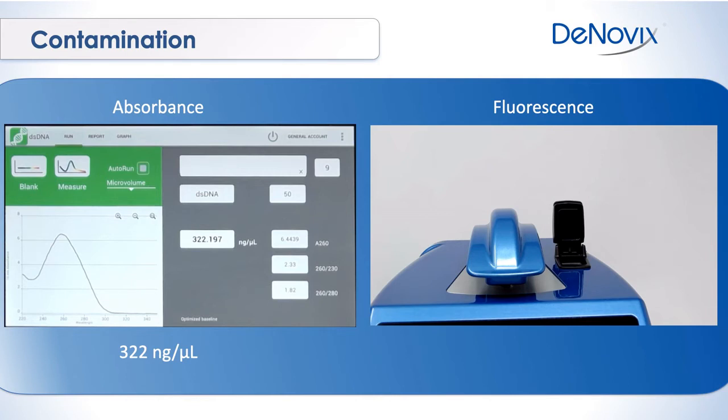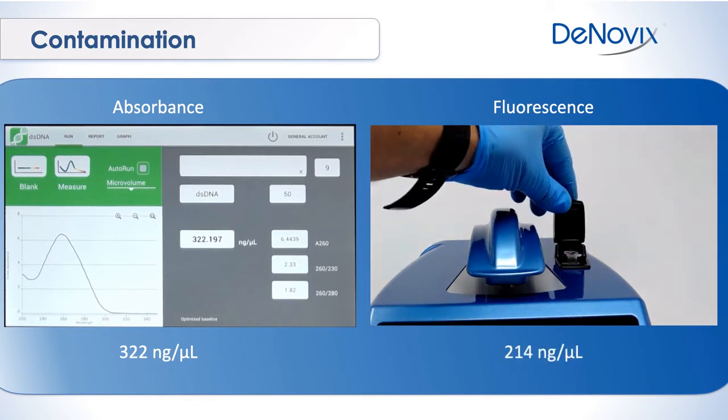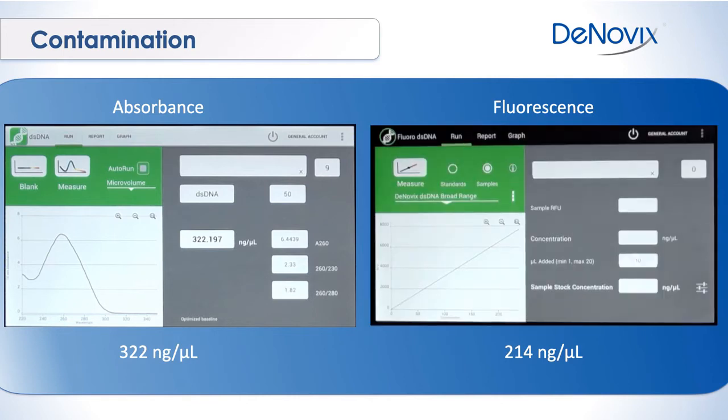If we take that same sample and run it by fluorescence, we put our little PCR tube in, hit measure, and the concentration here is 214 nanograms per microliter. And remember, this is the same sample. We look at the absorbance on the left hand side, and it looks like a great sample. It's a nice trace. There's no clue about other contaminating peaks, but obviously there's a big difference in concentration.